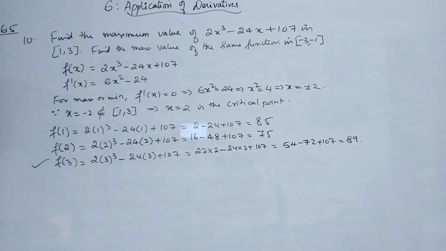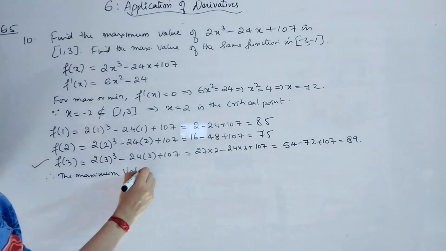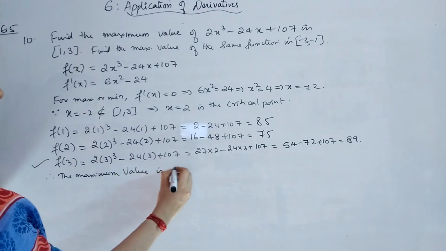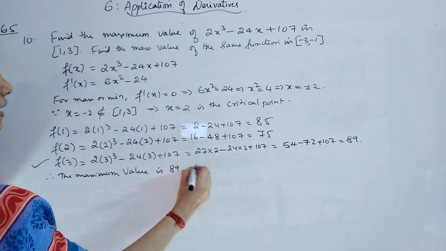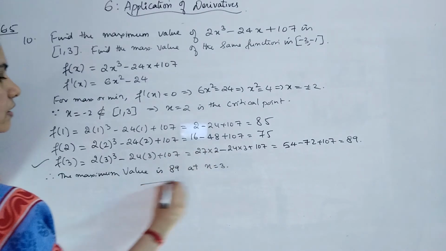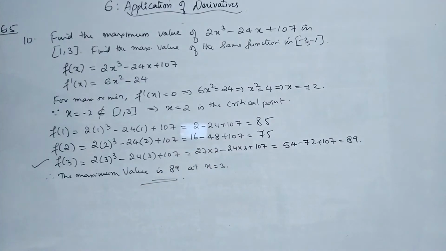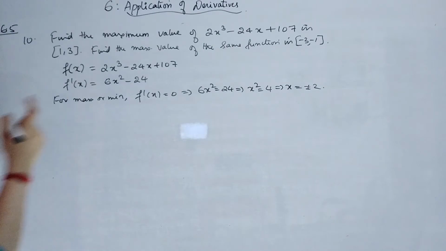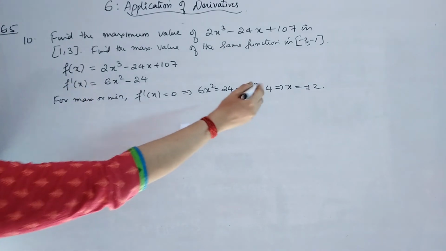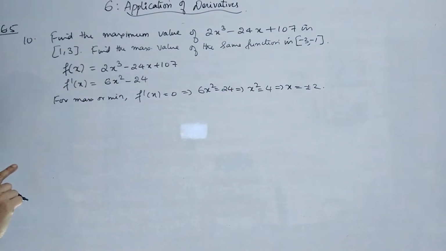F of 3. So you can say that therefore the maximum value is 89 and it is at x equal to 3. So first part is over. For minus 3, minus 1, whether both the values belong to the interval, that you need to check.